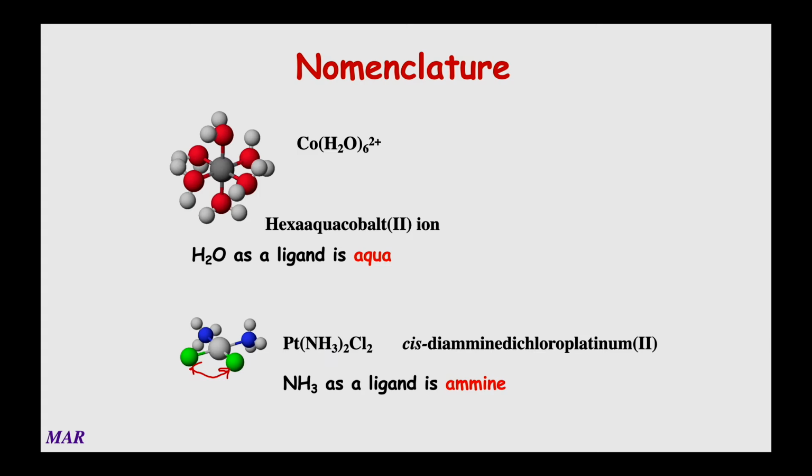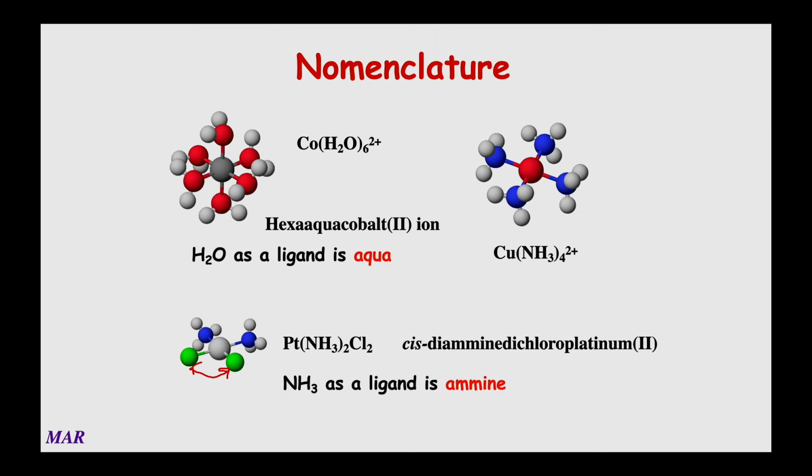Okay, cis means that the chlorines are at 90 degrees. If they were 180 degrees across from each other, it would be trans. It's diamine with 2 M's because we have 2 ammonias, dichloro, 2 chlorines, and it's a platinum 2 center. So again, notice here how water is aqua and ammonia is amine with 2 M's, which is totally wild.